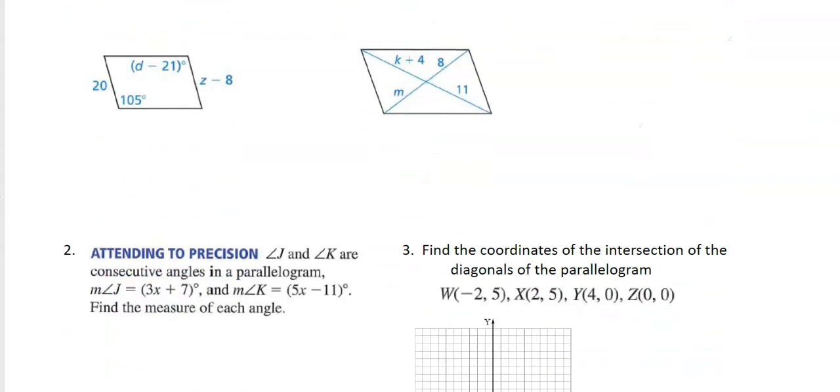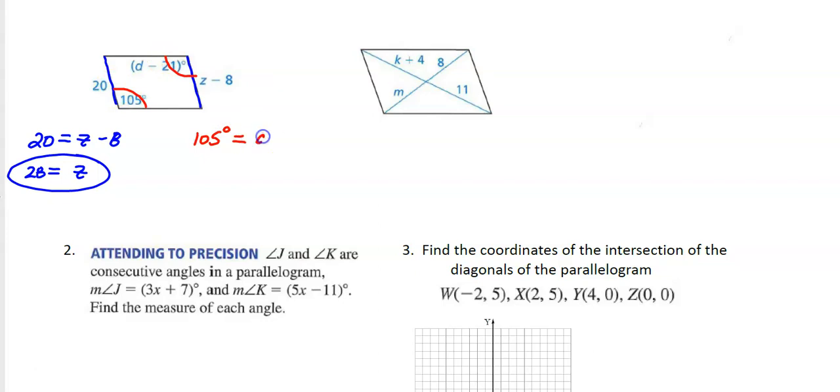All right, we'll keep it rolling down here at the bottom. It looks like I have opposite sides. 20 has to equal z minus 8. Add 8 to both sides, and you get z equals 28. Talking about angles here, if this is 105, this angle's got to be 105. So 105 degrees has to equal d minus 21. Add 21 to both sides, and we get d equals 126.